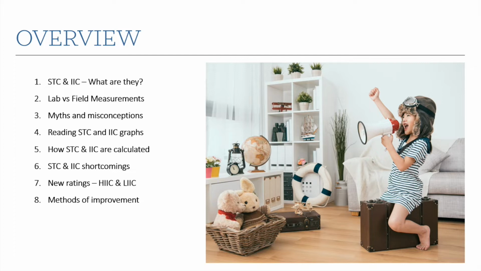Then I'm going to get a little bit more technical. I'm going to talk about reading the STC and IIC graphs, because these single number ratings don't tell us the whole story. Having a better understanding of what goes into those ratings can help all of us better design quieter spaces. I'm going to talk about how they're calculated and some of their shortcomings. That will lead us into talking about these new ratings, the HIIC and the LIIC, and how they address some of the shortcomings of the IIC rating. And last but not least, I'm going to talk about methods of improving these ratings, some general concepts that you can apply and how they affect these different ratings.